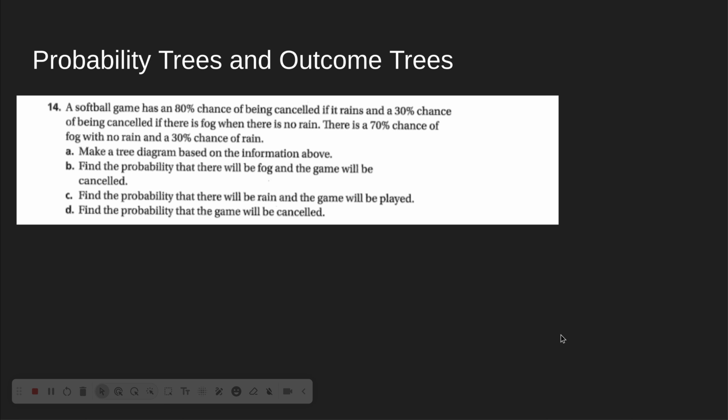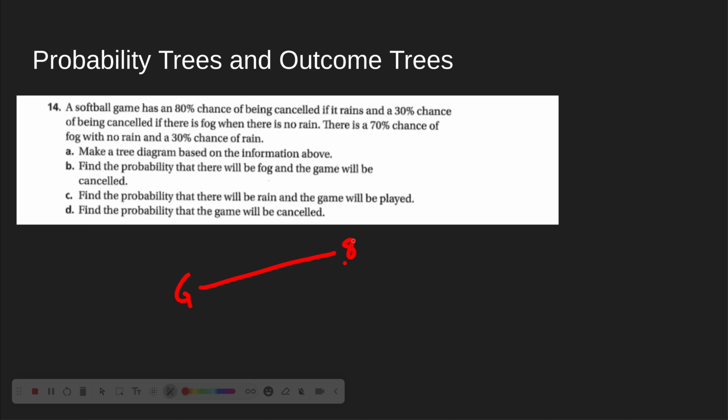Okay, finally, probability trees. This is absolutely on your test. In fact, I will say the majority of your test actually comes from this section. So I'm really glad you asked to make a video. Okay, a softball game. You start with just the game, and it's got an 80% chance of being canceled if it rains, and a 30% chance of being canceled.